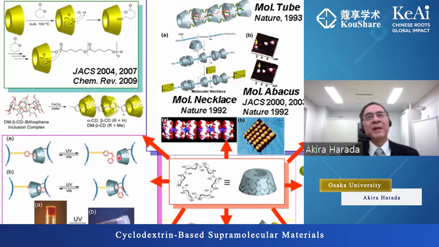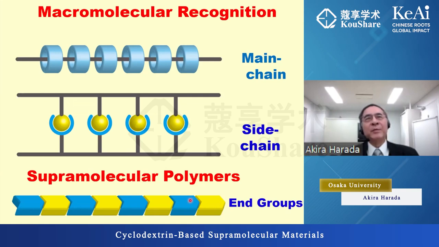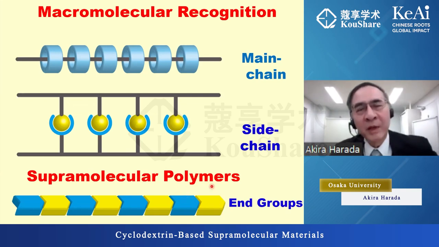Today, I'd like to focus my talk on side chain recognition. Macromolecular recognition may be classified as main chain recognition, side chain recognition, and end group recognition. Main chain recognition involves formation of pseudopolyrotaxanes, as I mentioned before. Side chain recognition is similar to that of proteins and DNA. End group recognition should result in the formation of supramolecular polymers in the narrow sense.